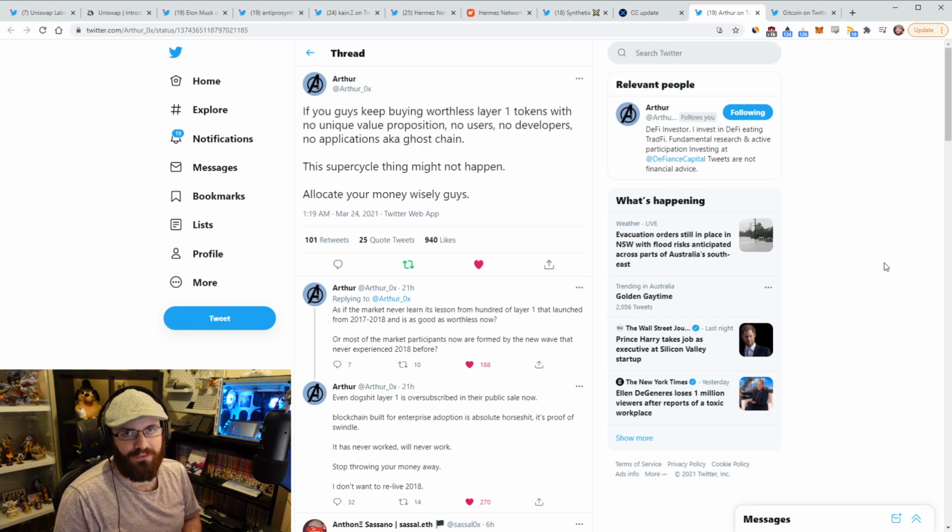Because they want adoption for their own chain. They want to pump their tokens. And I think it's actually to a point where it's borderline scammy. Not to say that all of the layer 1s are useless, right? There are some out there that are actually legitimate projects doing legitimate things.